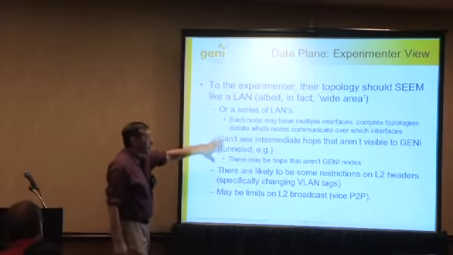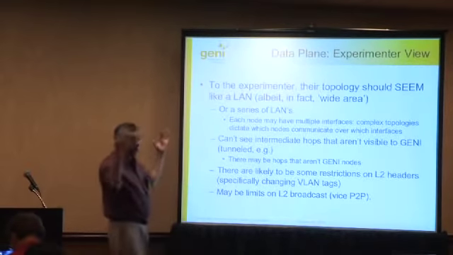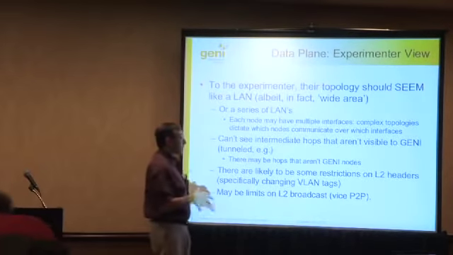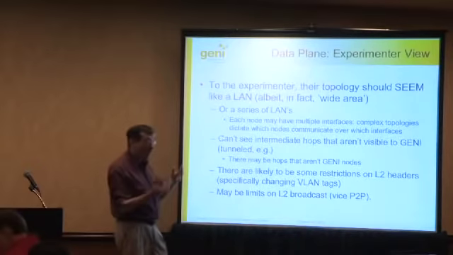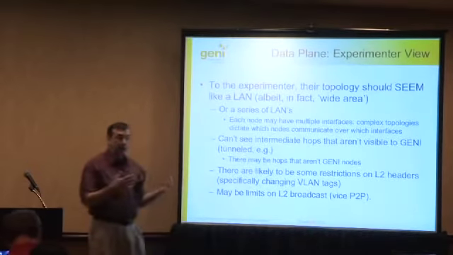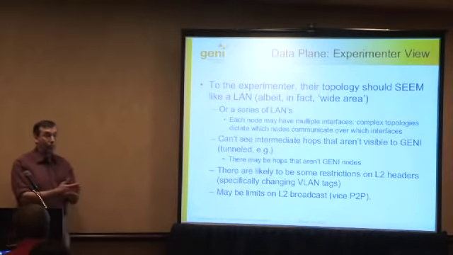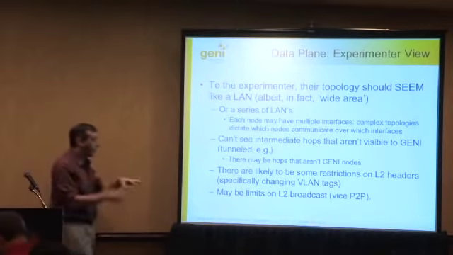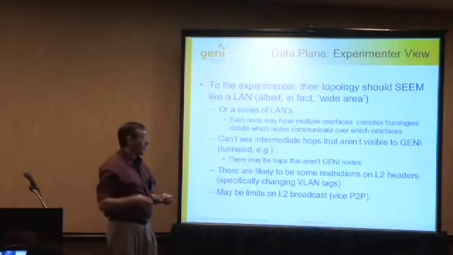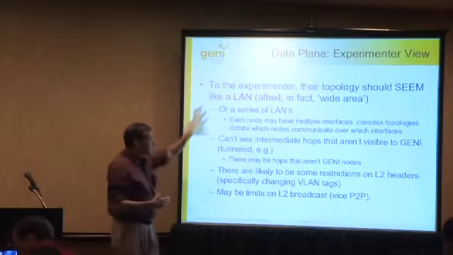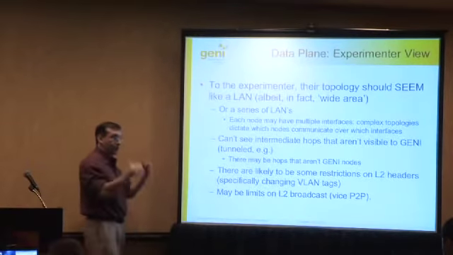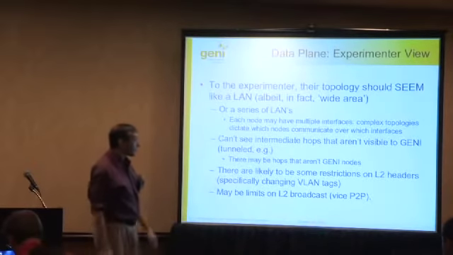In the data plane, there may be a lot of different pieces that aren't visible to you as an experimenter. There are intermediate hops that may be tunneled, or for whatever reason, there are hops that aren't at GENI nodes, so you're not going to be able to see them, or certainly not going to be able to program them. You may not be able to install your controller at certain hops along the way. Those are the facts of life of what you've got. But the parts that you can see and the parts that you can program are yours.